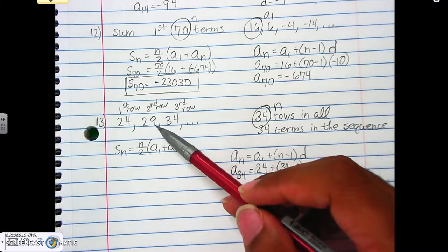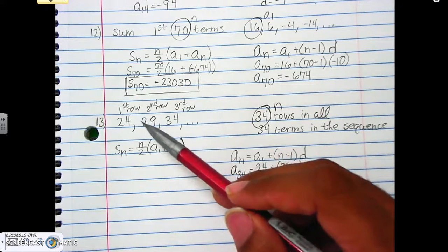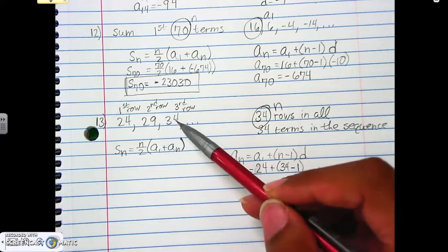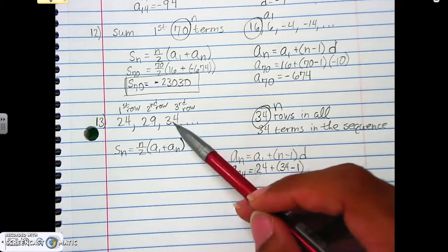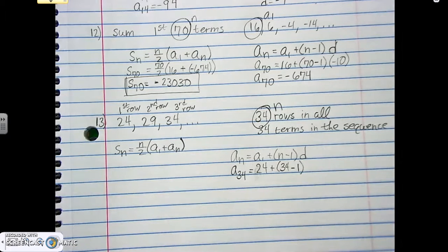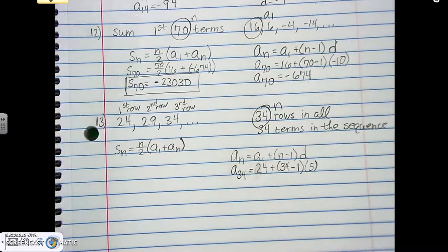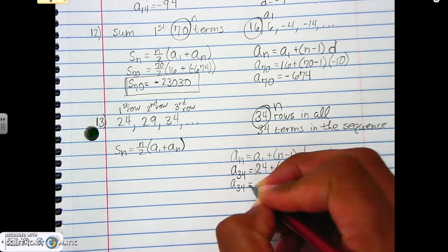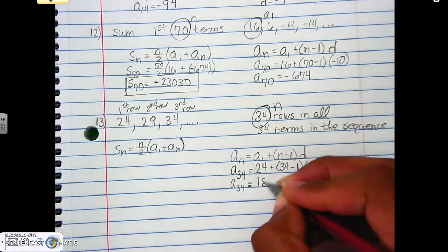24 and 29, 29 to 34. So you should see that you're adding 5 to both of these. So 24 plus 5 gives us 29. 29 plus 5 gives us 34. And again, if you need to subtract them, 29 minus 24 and then 34 minus 29, you can do that too. So you should get a common difference of 5. All right, so once you do all that great stuff, you should get an answer here that the last row in this place has 189 seats.